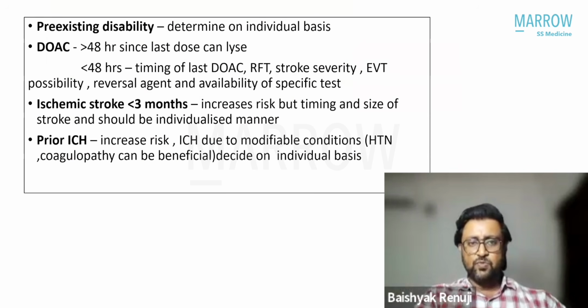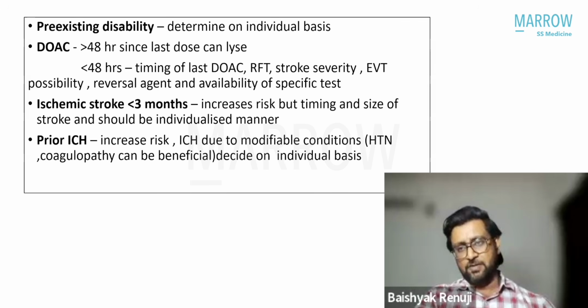Again, this is what they're telling about pre-existing ischemic stroke within less than 3 months increases the risk, but timing and size of the stroke should be individualized. How much is feasible, we have to see. Prior ICH increases the risk. You have to tell the definite risk. Again, hypertension and coagulopathy can be beneficial. These are on an individual basis.